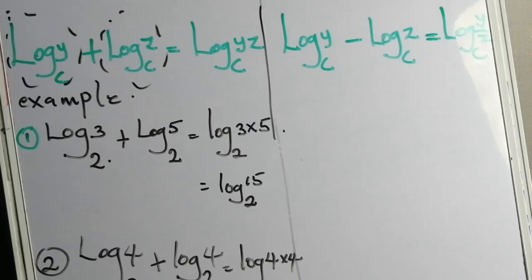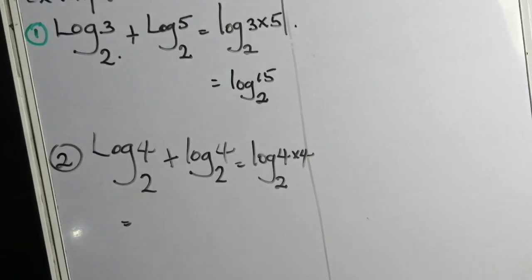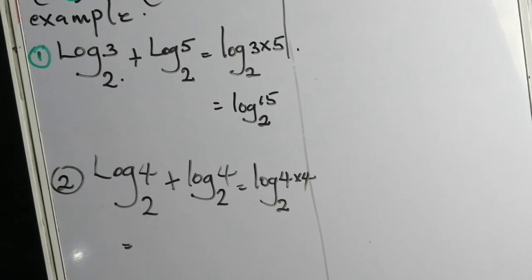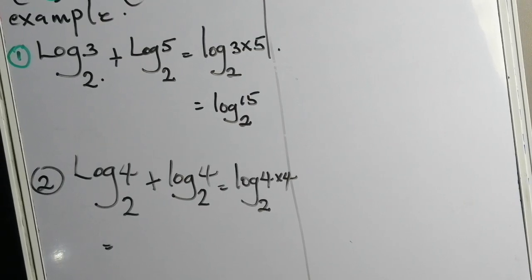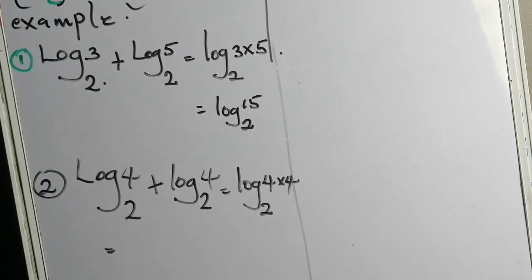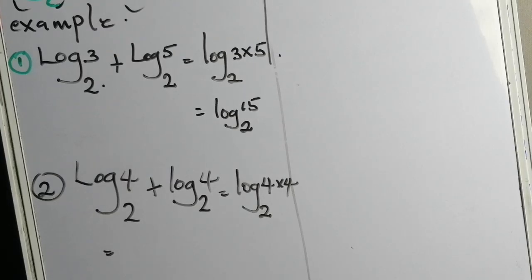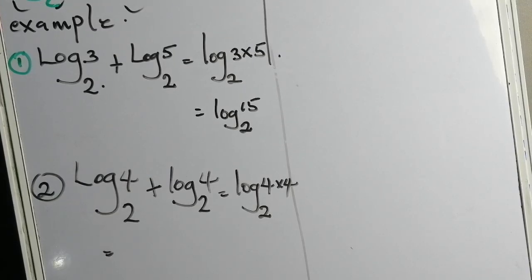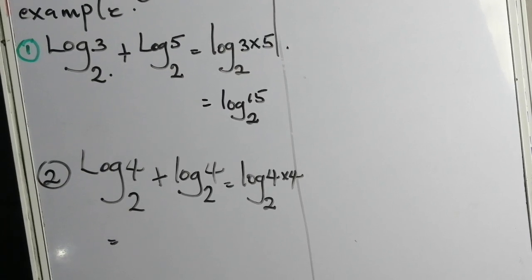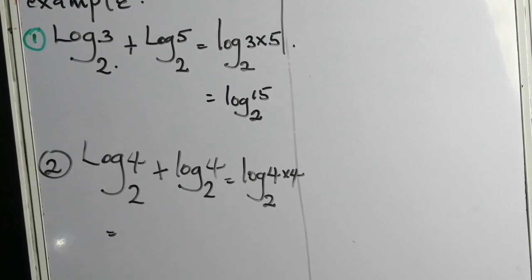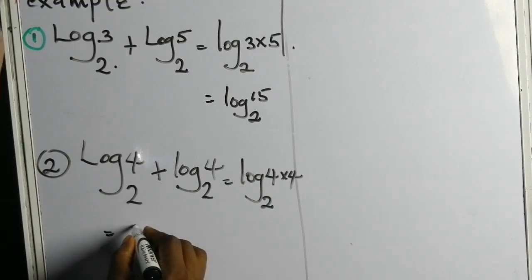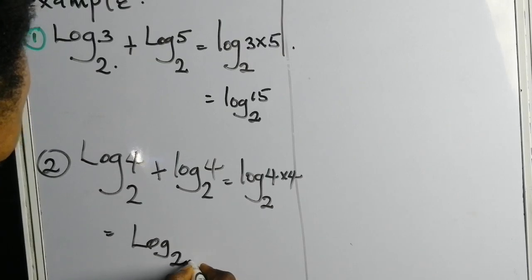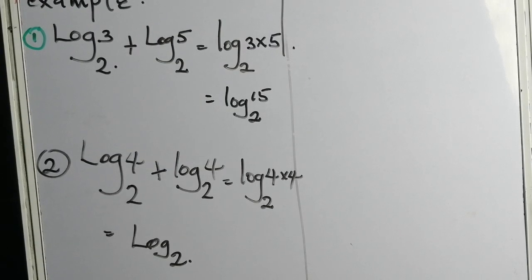So I can have log 2, 4 times 4. So what are we trying to do here? Like I said, we're trying to pick one base, and we're trying to multiply the values. Log 4 base 2, and then we also have log 4 base 2. So in this case, what we just need to do is pick only one log 2, log 2 base 2.